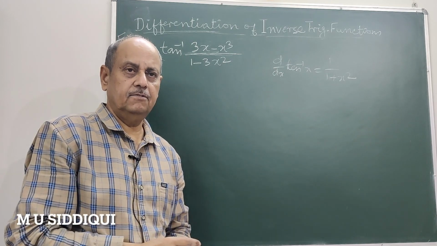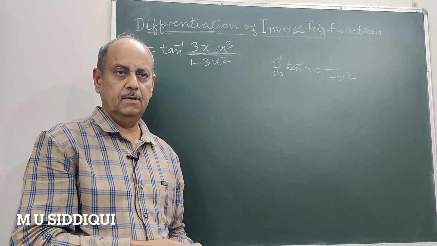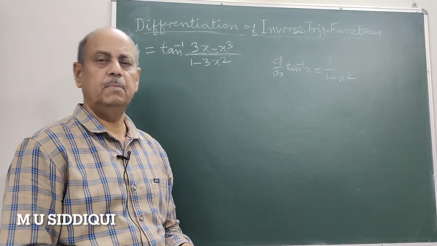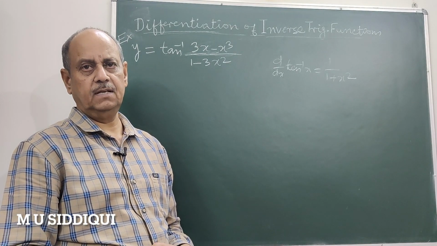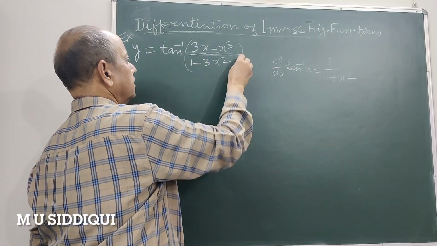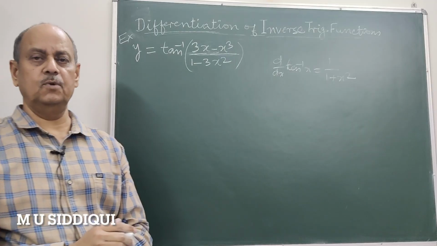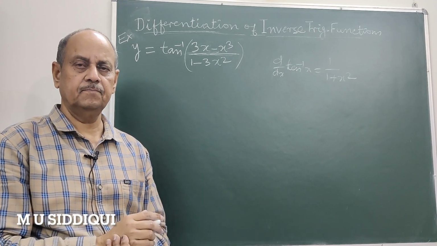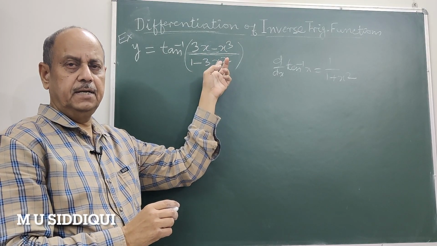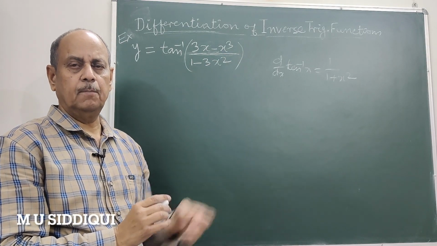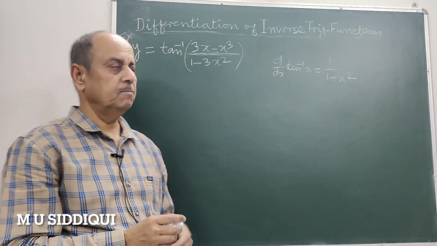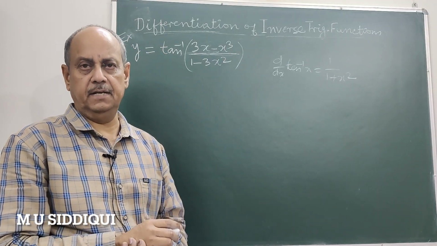This is one way, but it will be easier, it will be wiser to make some substitutions and simplify this before you differentiate. So for that you need to know that this expression resembles some standard formula in trigonometry. What is that? You had a formula (3 tan theta minus tan cube theta) upon (1 minus 3 tan square theta). Same pattern, simply in place of x it had tan theta.